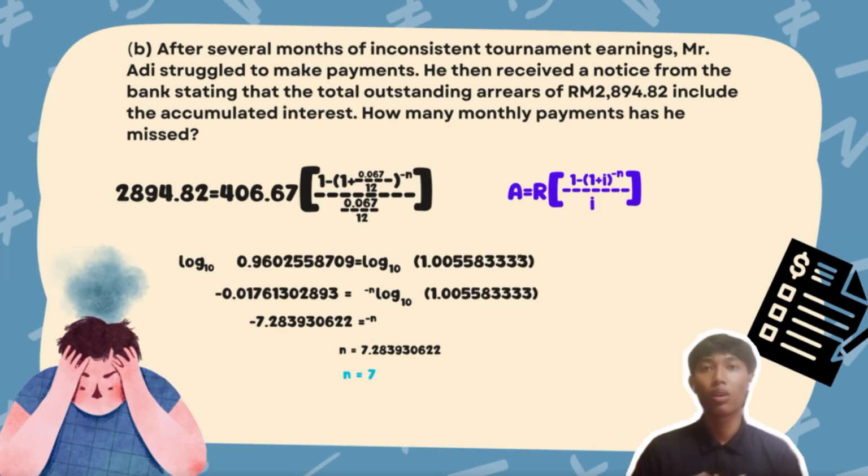Firstly, the question wants to know how long he missed the payments. So I use the same loan formula to get the answer. By applying the annuity formula, we substitute the known values. We know that he has missed 7 months to complete the loan. That's all for me.